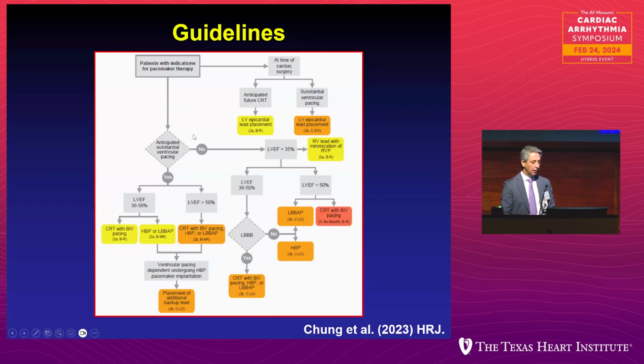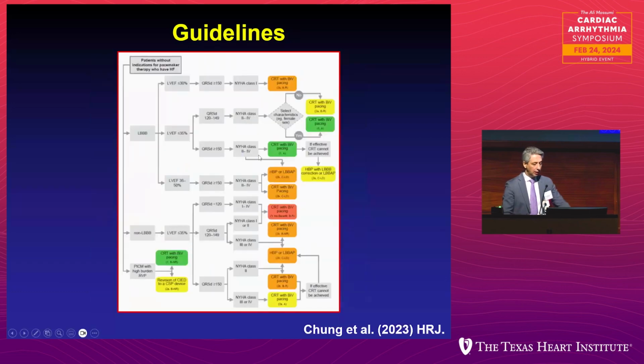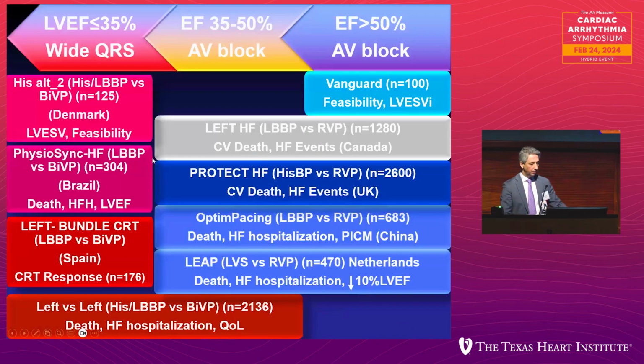And in certain situations, you could use it from the get-go as an alternative to biventricular pacing after a discussion with your patient. So again, you can see here, based on ejection fraction or underlying conduction abnormality, that basically for an indication, left bundle pacing may be used.